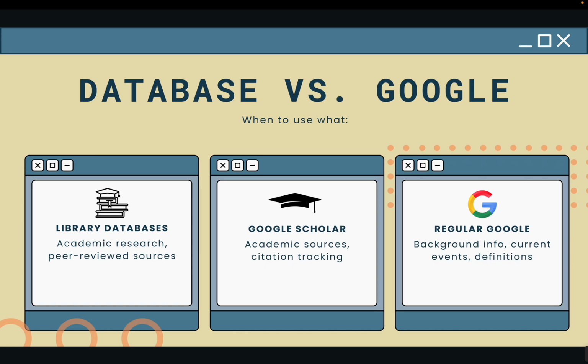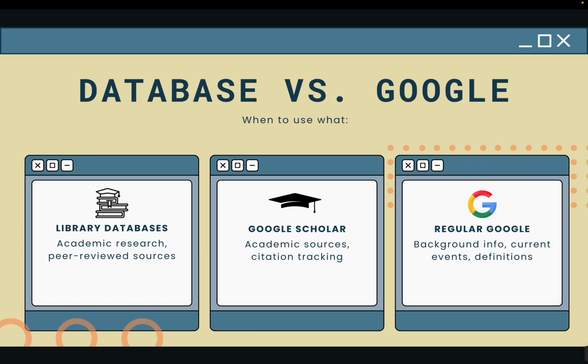Next is Google Scholar, good for academic sources and citation tracking. This is good for things like tracking down different types of sources when you're looking for already one source that you love and want to find a different source, either by the same author, by the same publisher, or an article by the same name. Because of this, Google Scholar is good for this.